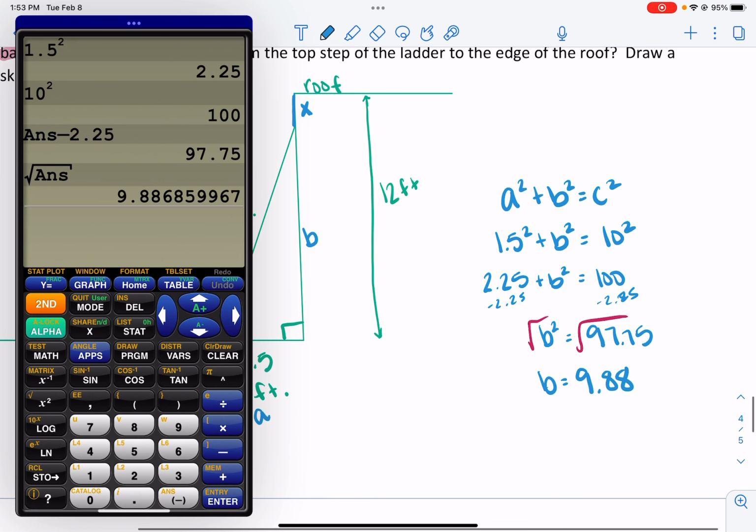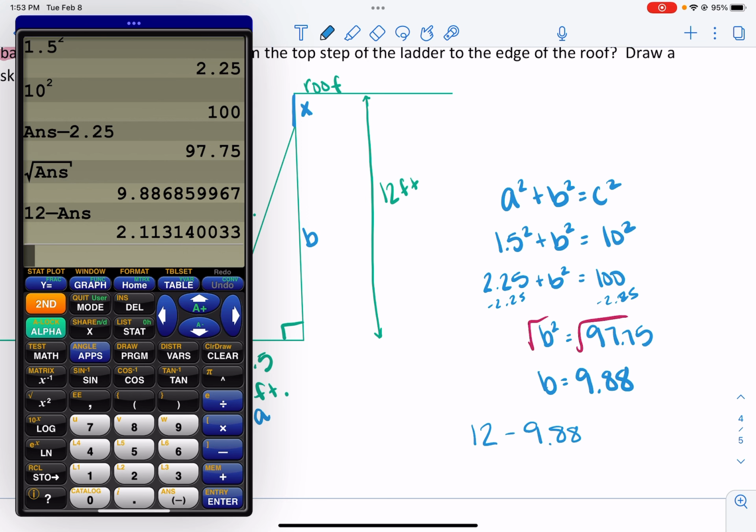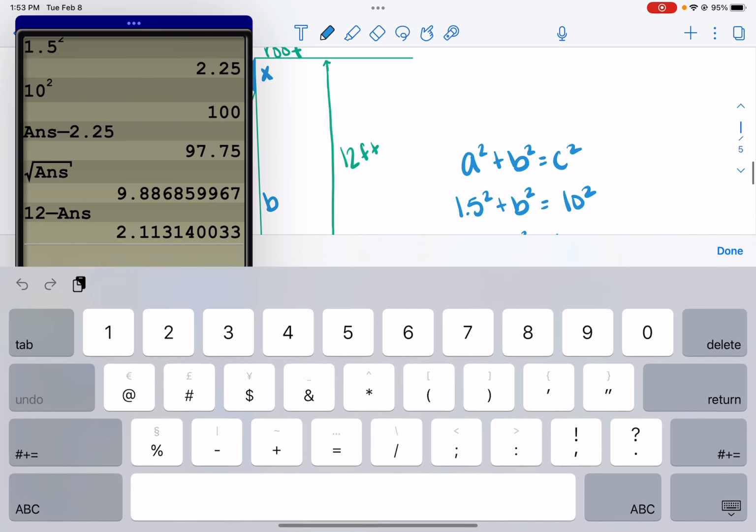Okay. So if the whole length is 12, we'll take 12 minus 9.88, and we get 2.11 feet. Oops, sorry.